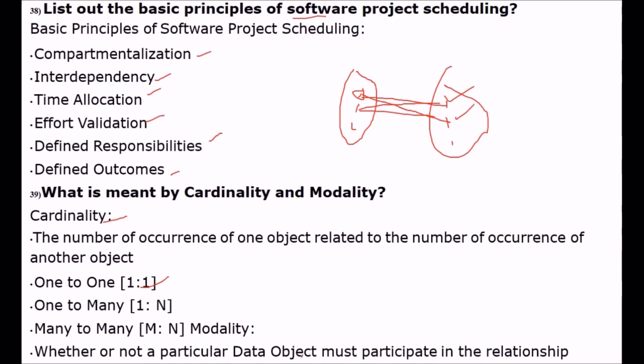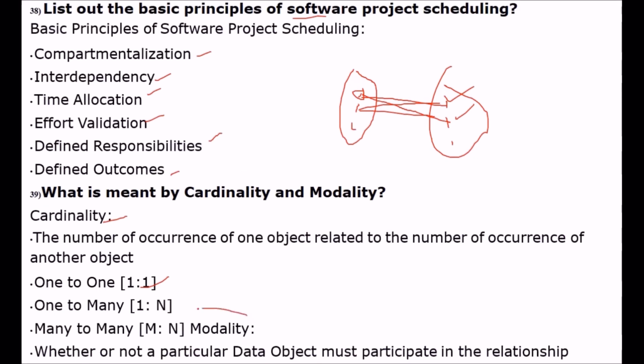Whether or not a particular data object must participate in the relationship, we call it modality. Again, cardinality I have shown you, but modality is whether or not a particular data object must participate in the relationship.